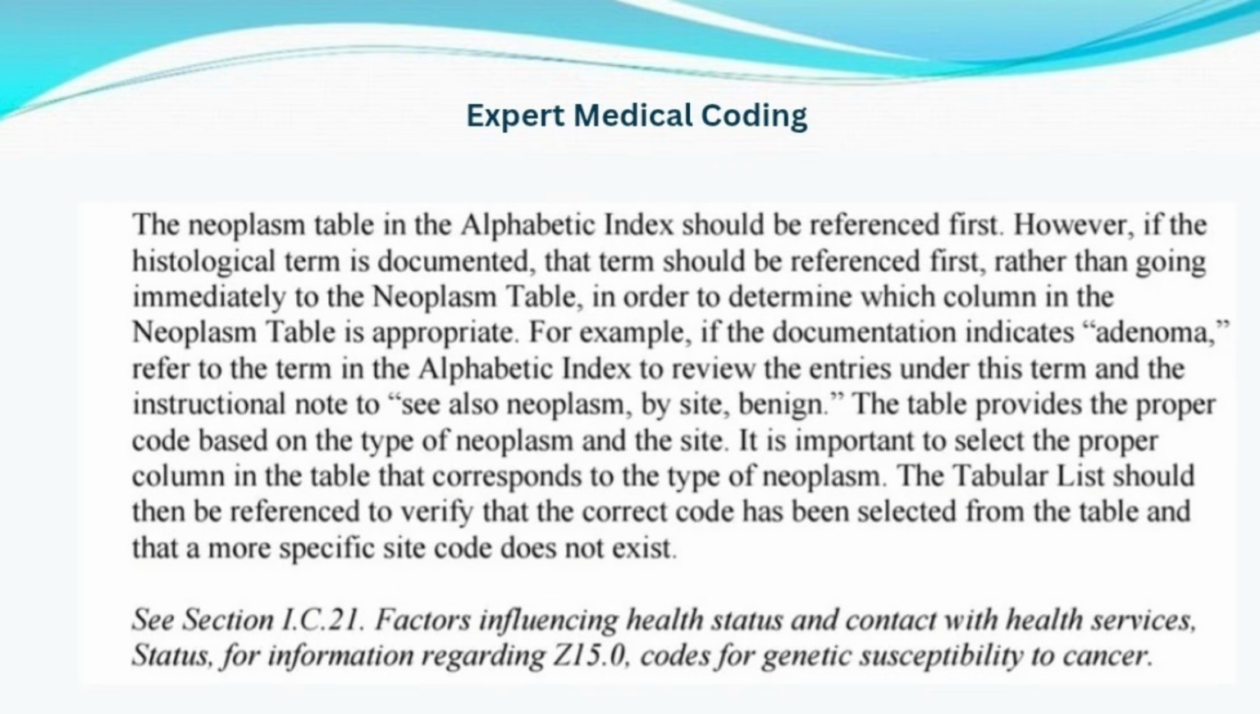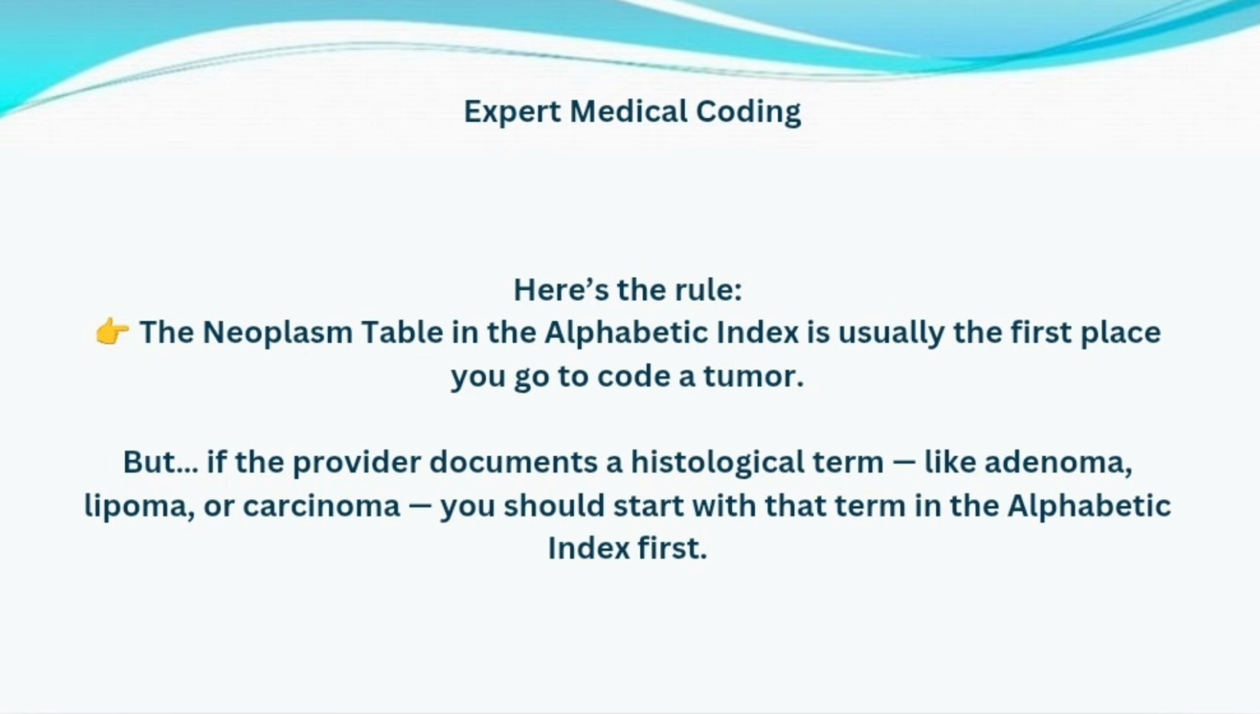The table provides the proper code based on the type of neoplasm and the site. It is important to select the proper column in the table that corresponds to the type of neoplasm. The tabular list should then be referenced to verify that the correct code has been selected from the table and that a more specific site does not exist. Now let's understand this in more detail. So here is the rule.